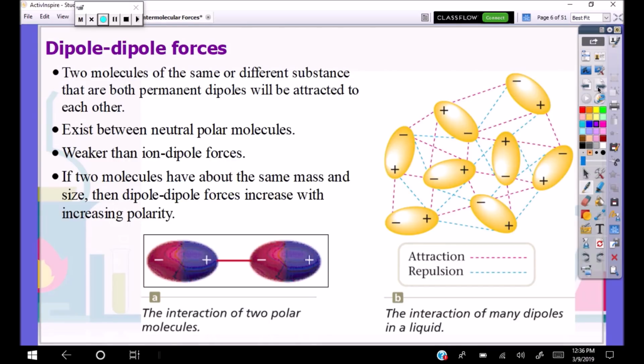Dipole forces are typically found in polar molecules, two molecules of the same substance, or it could be a different substance. As long as it has a permanent dipole, it forms a sense of attraction with each other.